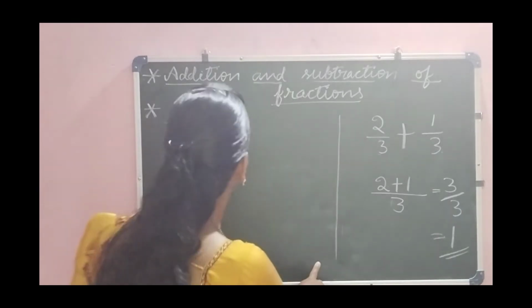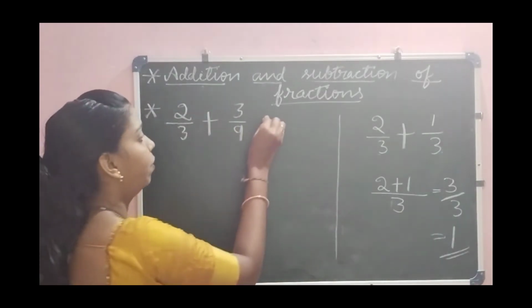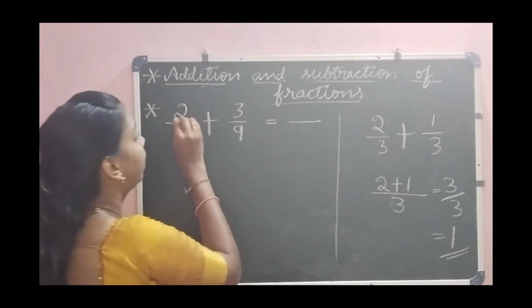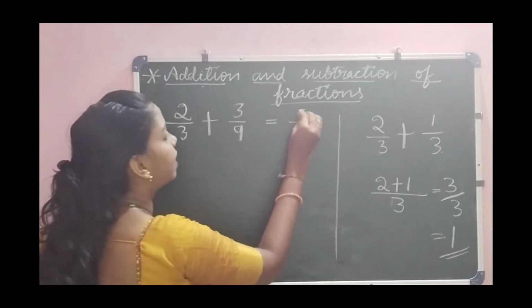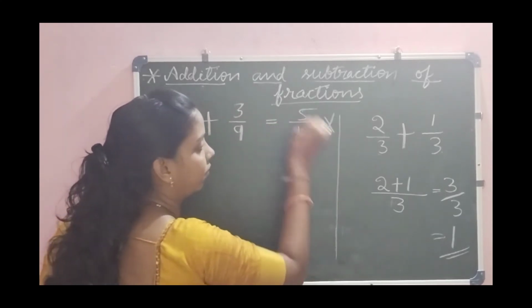Usually, without explaining how to add fractions, if you give this to children, they will directly add 2 plus 3, that is 5, or 3 plus 9, that is 12. This is wrong.